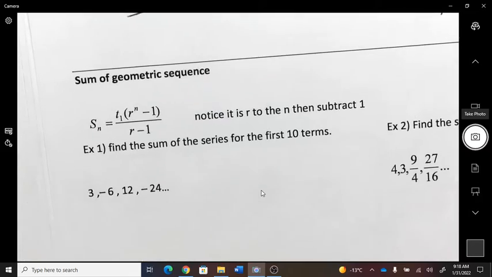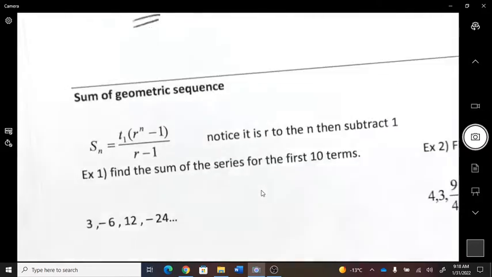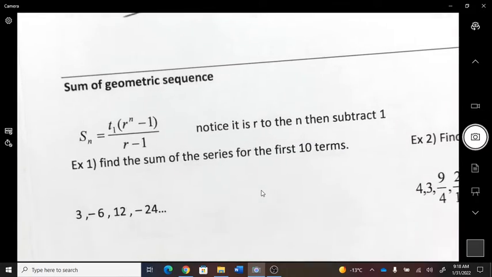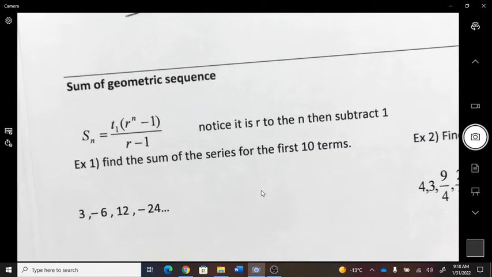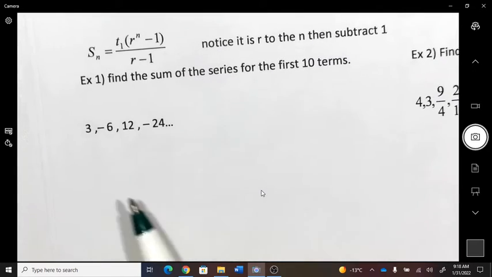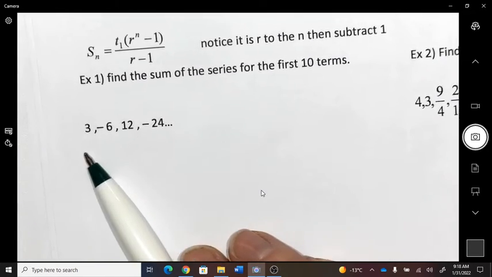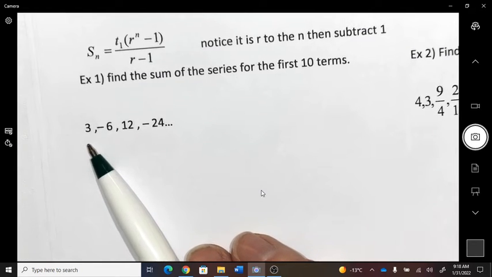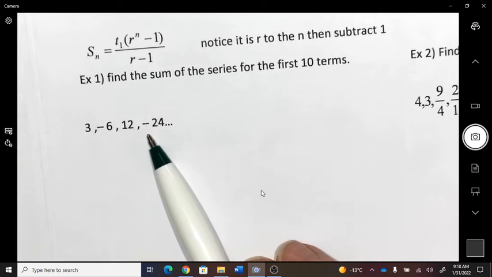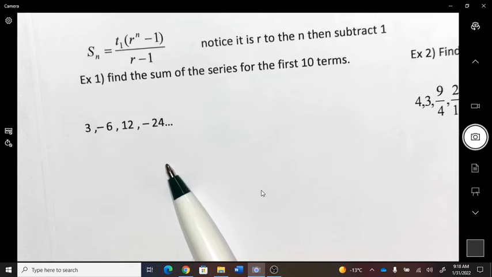Sums in a geometric series. Find the sum of the first 10 terms. Okay, so again, what I'm doing is I'm saying, what's 3 plus negative 6 plus 12 plus negative 24 plus... I'm adding these all up.